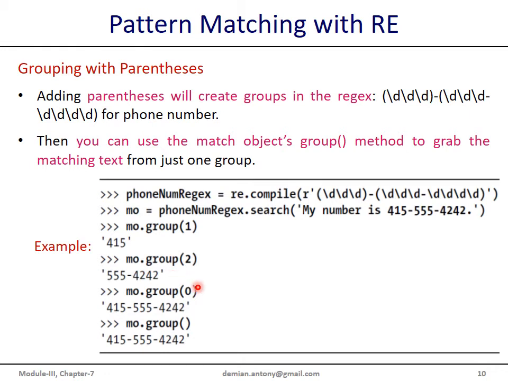And group(0), if you specify 0 as a parameter, then it retrieves all the groups present in the first match. And if you omit this parameter 0, 1, 2, then again it retrieves the entire pattern. That means all the groups present in the given pattern, present in the matched text.